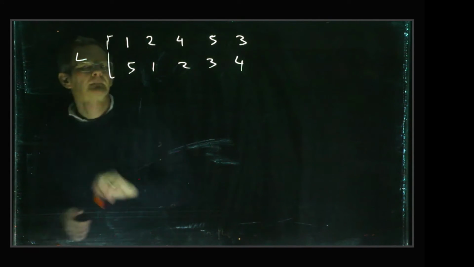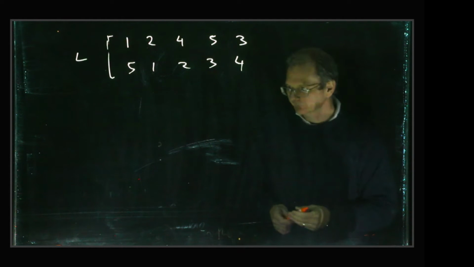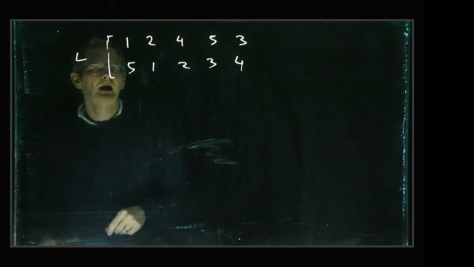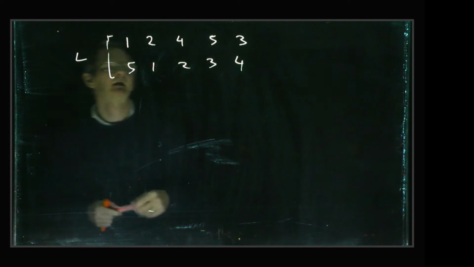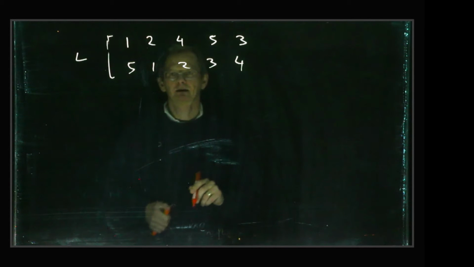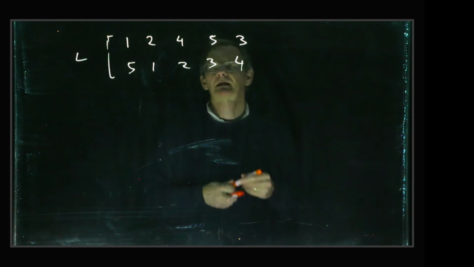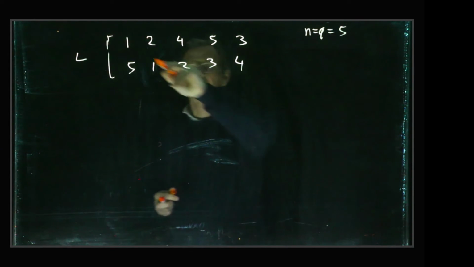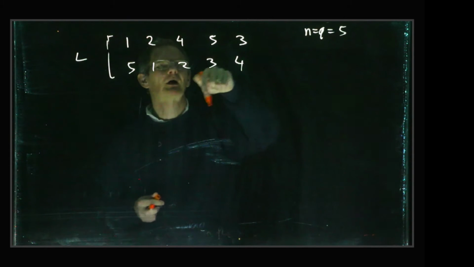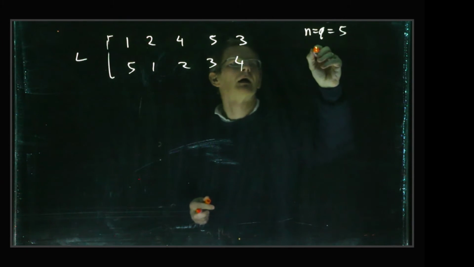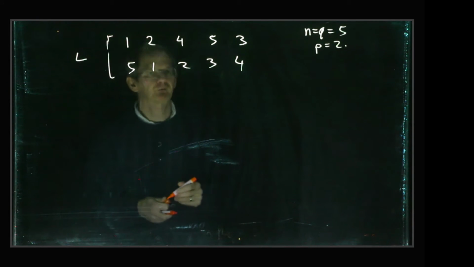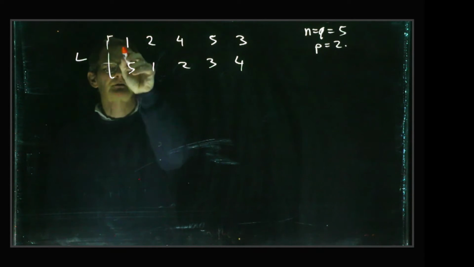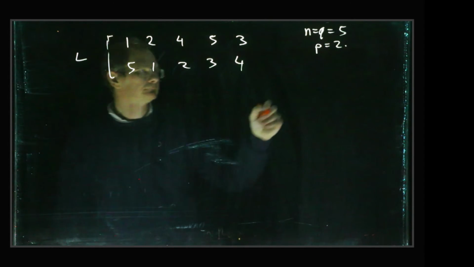That's our L, and we want to extend it to make a Latin square. The first thing we have to do is work out all the candidates for going in the next row. So we've got n is q is 5, so the set of possible entries is 1 up to 5, and we've got 5 columns. And here our original p is 2 because we've got 2 rows.